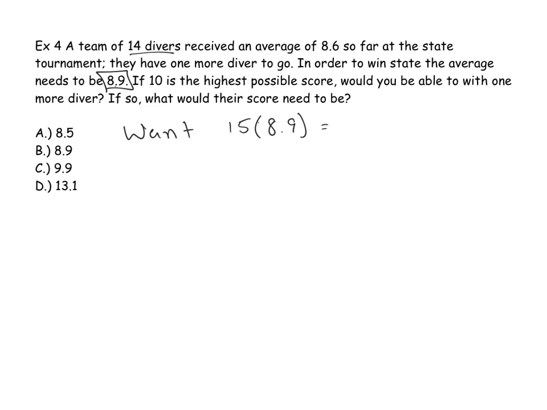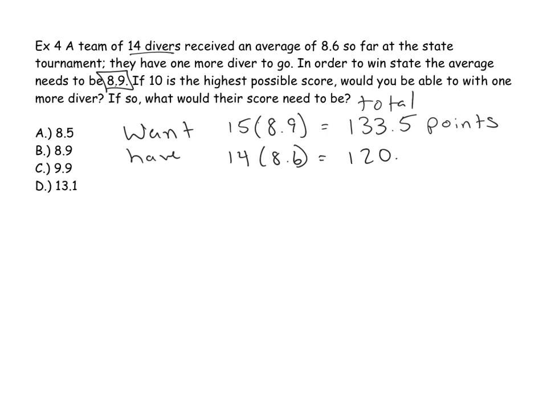8.9 times 15 gives us, we want a total of 133.5 points. These are the total amount of points. The next person isn't going to get 133.5. What we have so far is we have 14 divers and their average was 8.6. So we can take that 8.6 and multiply by 14. And that's the total amount of points that they've gotten so far. They've gotten 120.4 points.